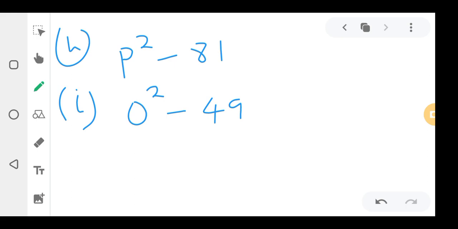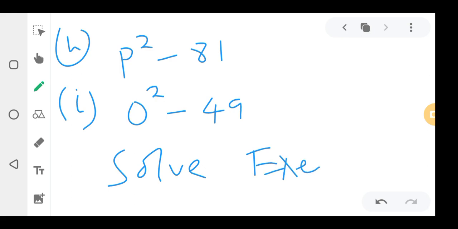I've taught you how to solve this type of questions, so you can solve now. Answer the exercise. So all these questions, answer. Submit your answers by posting the answers using pictures.